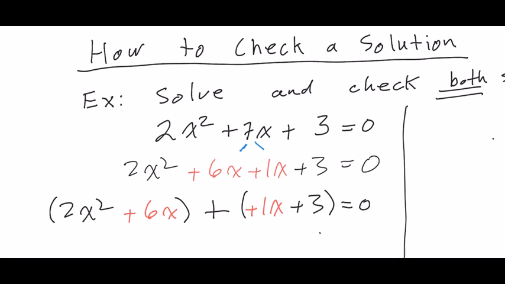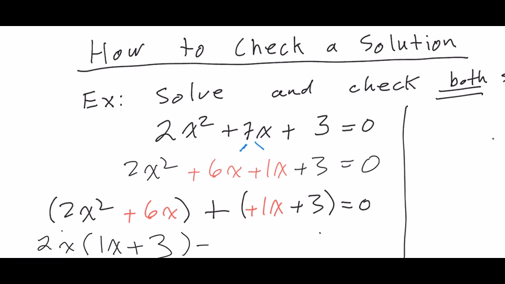Now we'll common factor the first half. The common factor of the first half, the GCD, is going to be 2. And the lowest power of x is x, so we'll pull out 2x. And we're left with x plus 3 inside our bracket.